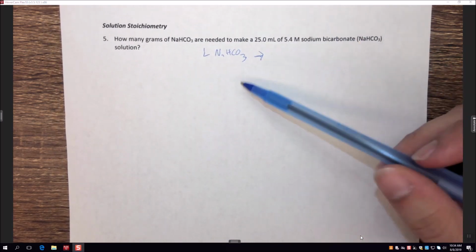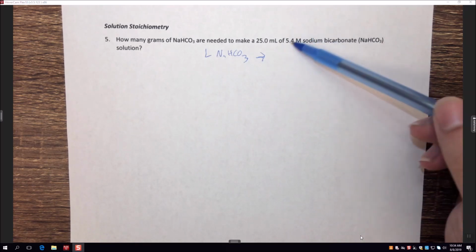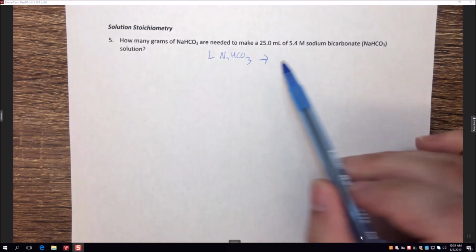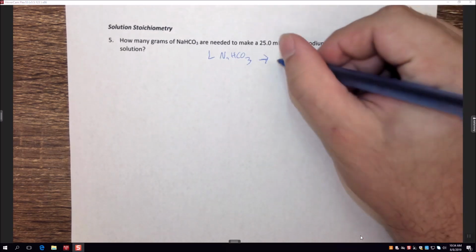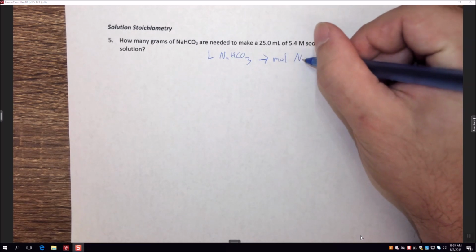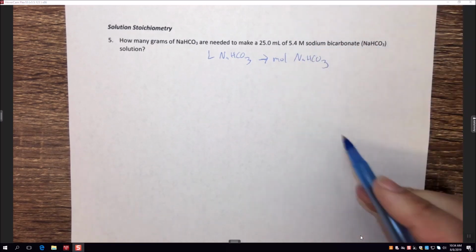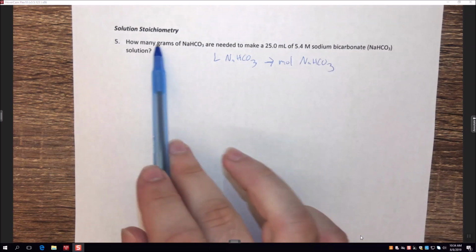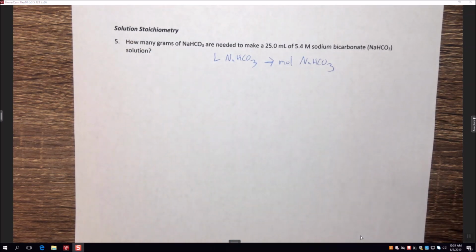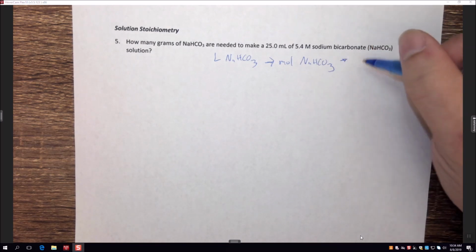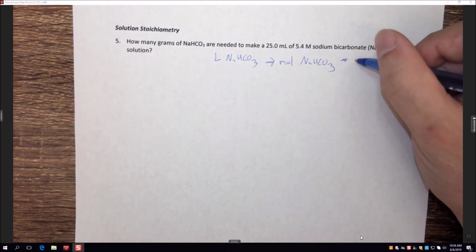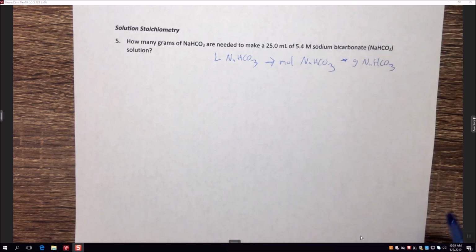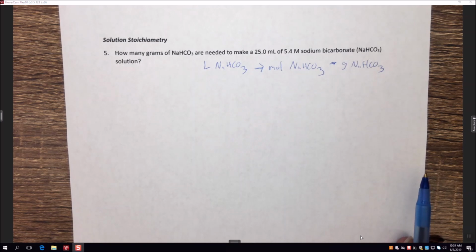Whenever we want to go from liters to moles, we have to use the molarity, just like whenever we want to go from grams to moles, we have to have the molar mass. So we need to go to moles of NaHCO3, and we have the molarity, so we'll be able to do that. Lastly, since we want grams in the problem, it says how many grams are needed, we will convert from moles of NaHCO3 to grams of NaHCO3. So, now we can start working on the problem.